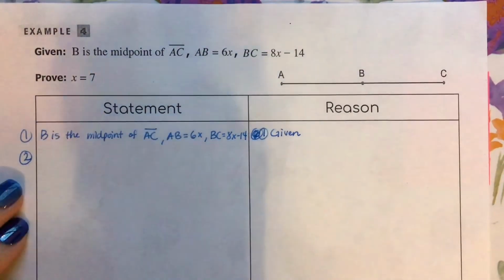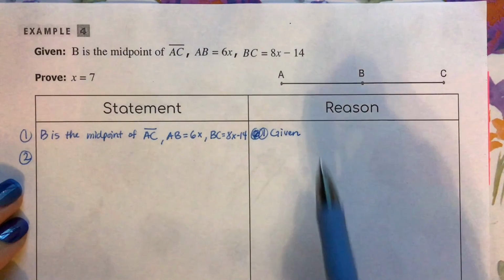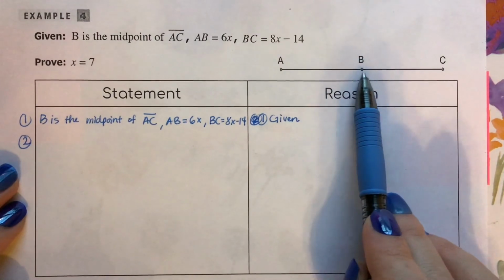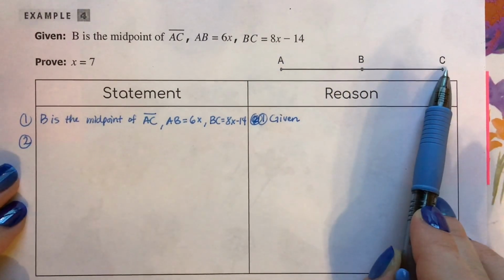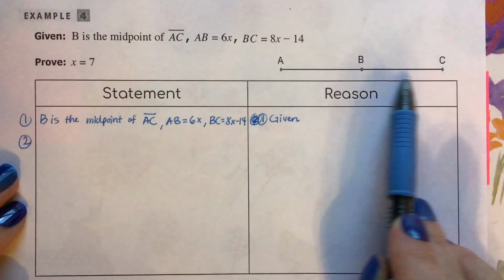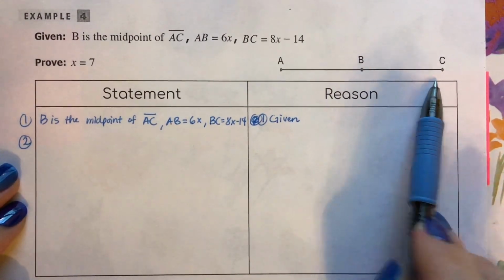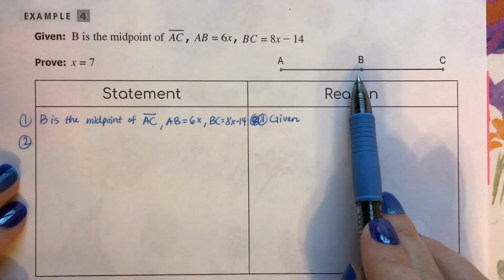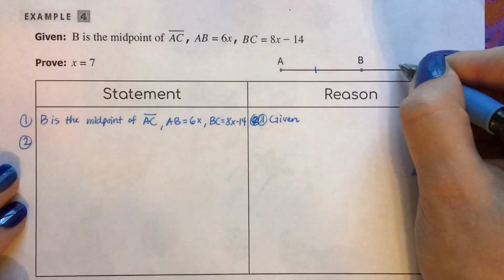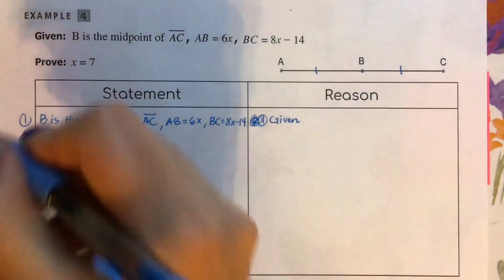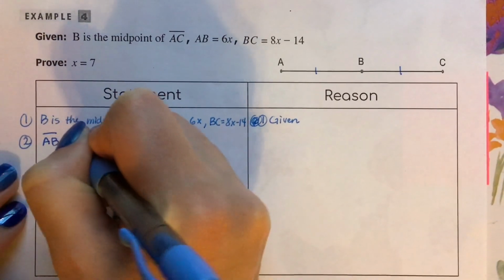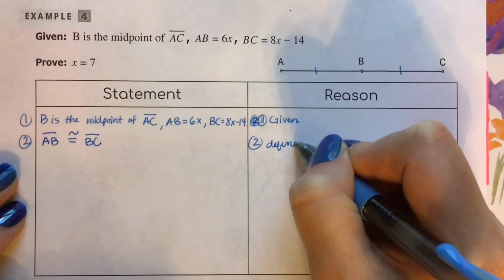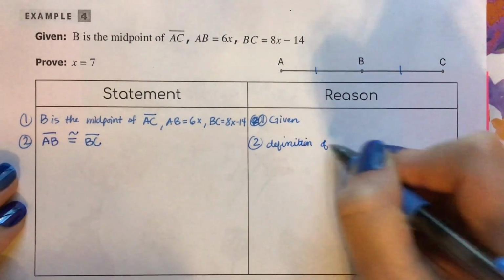Now moving on to step 2. This is going to be different than the previous example. Before we would have said AB plus BC equals AC. The problem is I don't know the distance across from A to C. But what I do know is B is the midpoint. And remember, the midpoint means the perfect center. So now I know that this half and this half are congruent to each other. So I'm going to say segment AB is congruent to segment BC, and that's based off of the definition of midpoint.